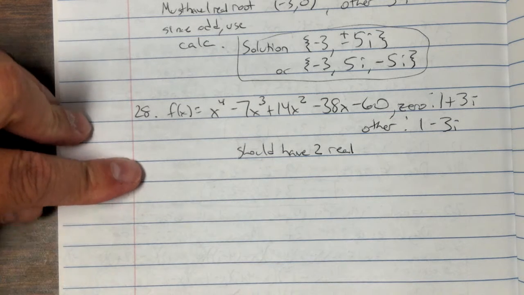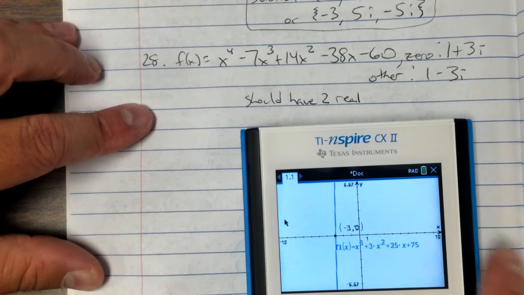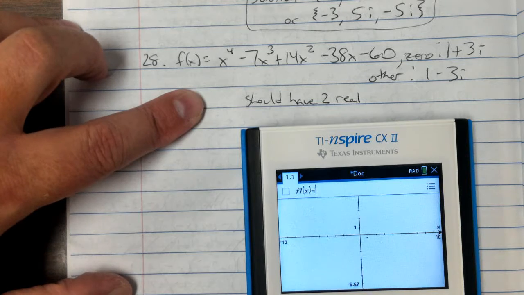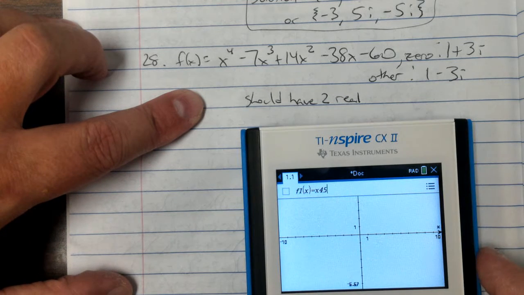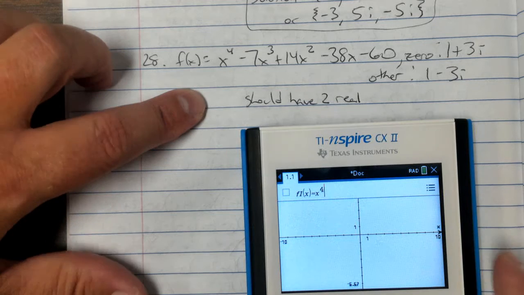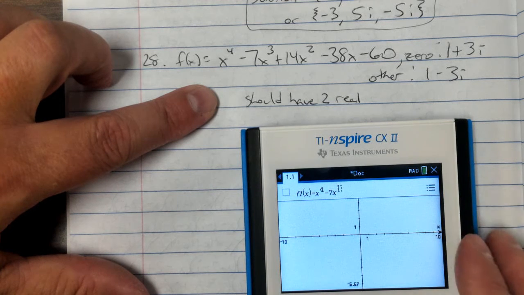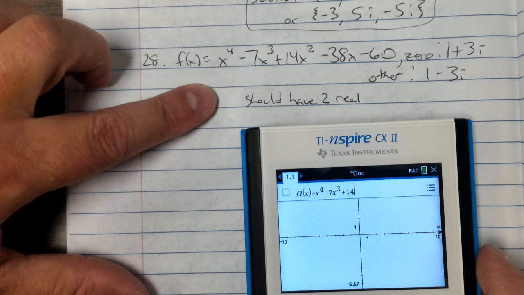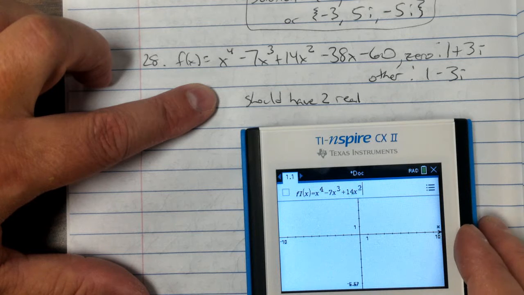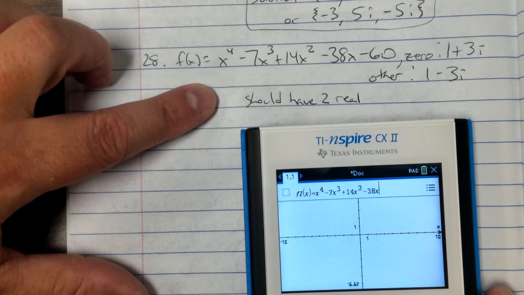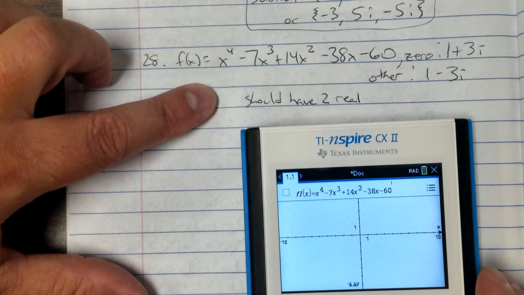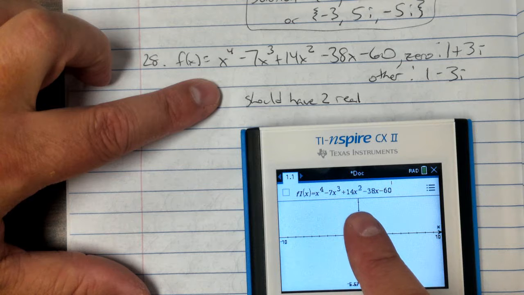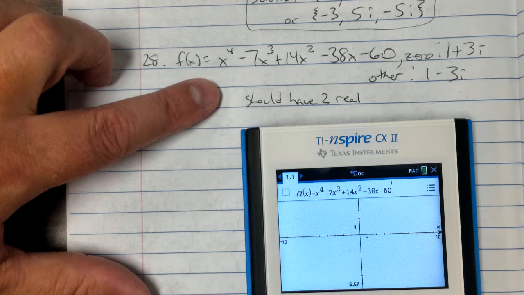Okay, so then at that point we use the calculator. Add graph, x up arrow 4, minus 7x up arrow 3, plus 14x squared minus 38x minus 60. Okay, check it. x to the fourth minus 7x cubed plus 14x squared minus 38x minus 60.